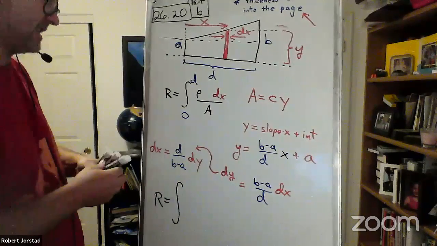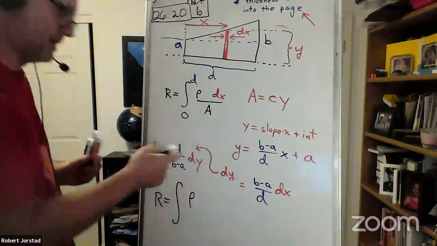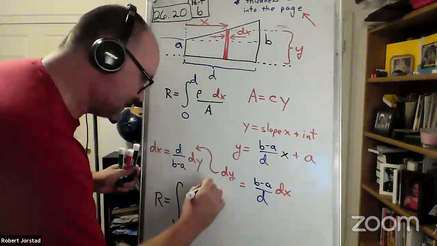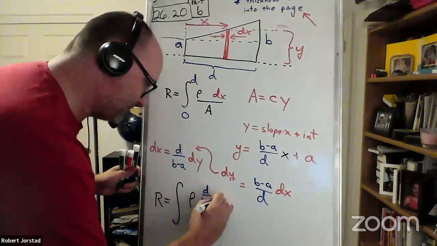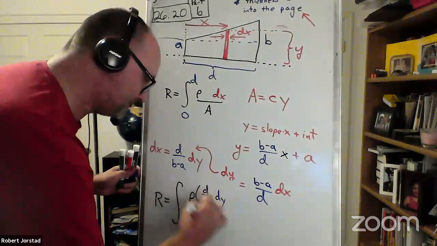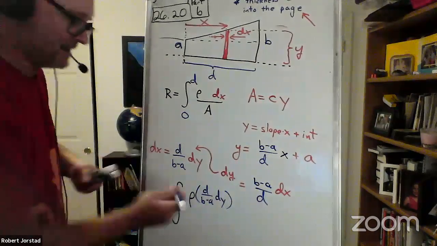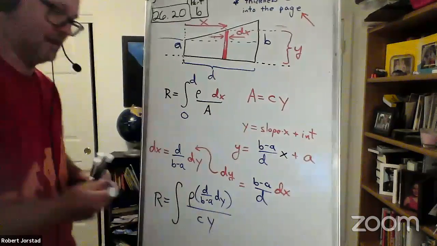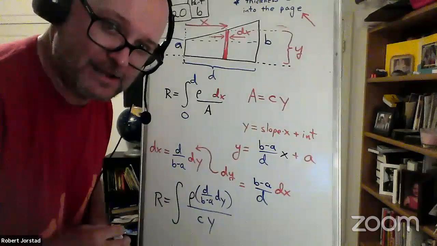All right. In this case, I still have rho. I'm going to plug in and I'm going to shift my dx to dy using d minus b over a dy. On the bottom, my area is c times y. And that's an easy integral, right?